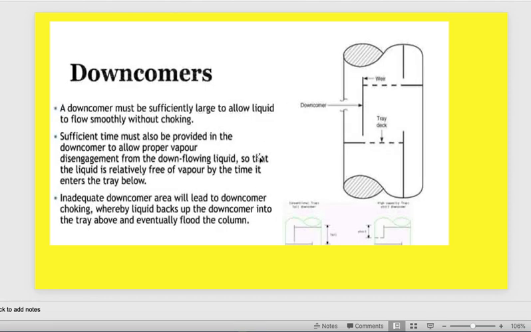The downcomer must be sufficiently large to allow the liquid to flow smoothly from top to bottom. Sufficient time must also be provided in the downcomer to allow proper vapor disengagement to happen. Inadequate downcomer area will lead to downcomer choking, whereby liquid backs up in the downcomer into the tray above and eventually floods the column and causes flooding. This is the normal downcomer. Overflow the weir. This is the normal passage for the liquid of your tower.